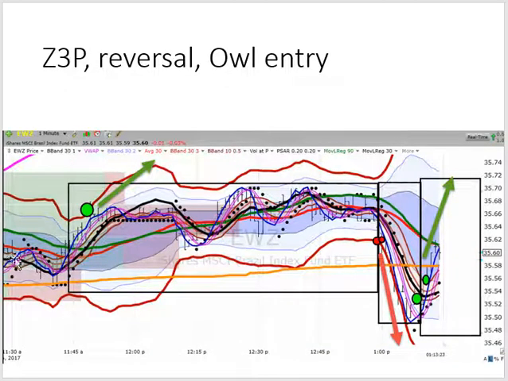This is a Z3P entry, the pinch, the breakout, a stop below at the Z3 line on the far side. This is one I cashed and then did a stop and reverse on the violation of this Z3 line. That led to a directional move, cashed here, which paid for the first trade and some change, and then an owl entry on the rebound.